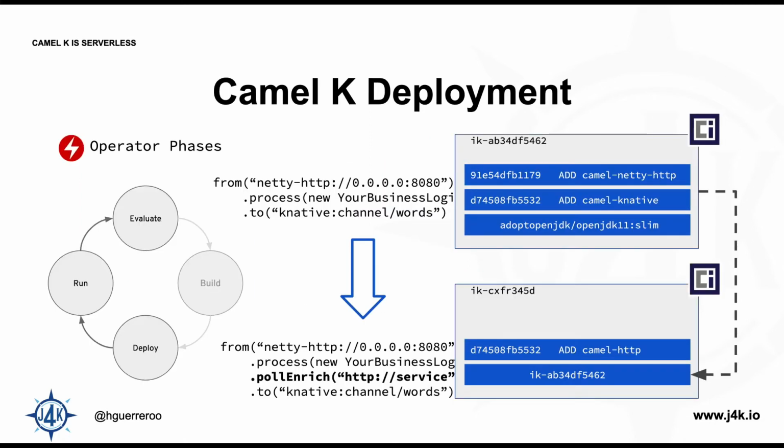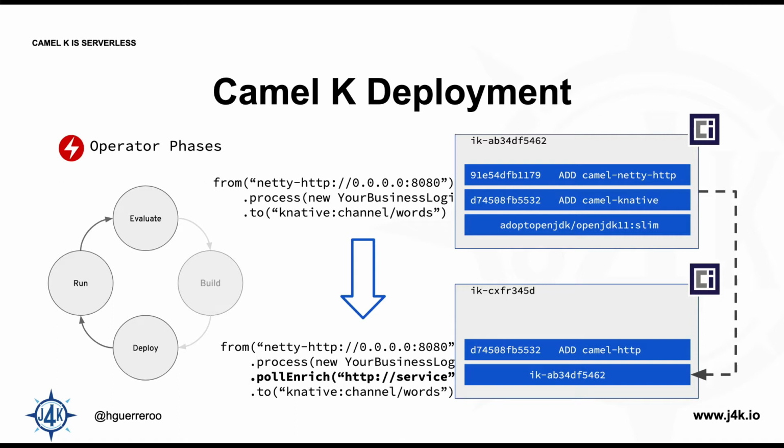Also, the Camel K deployment is blazing fast because it does not need to create a container image every time we do a single change in our code, right? Camel K operator is intelligent enough to detect that if you are actually using the exact same components and the exact same dependencies in your new code, then it can reuse images that were previously created in the past with the exact same signatures.